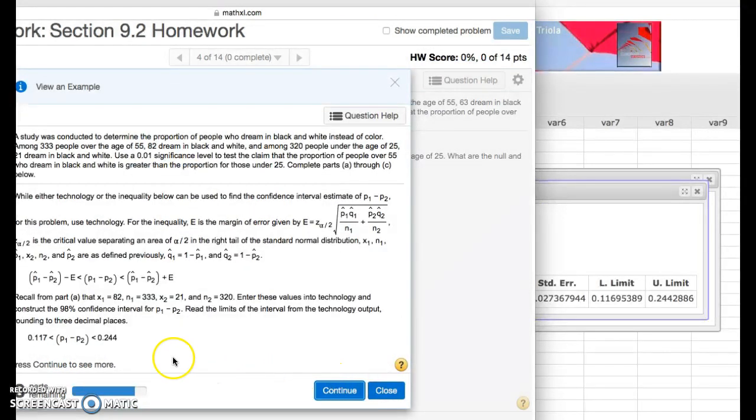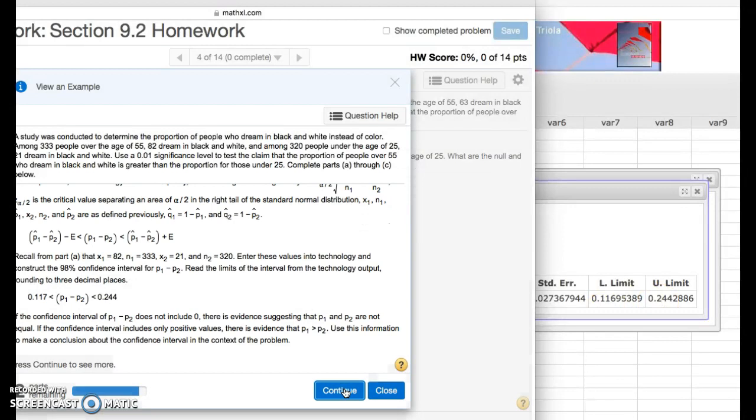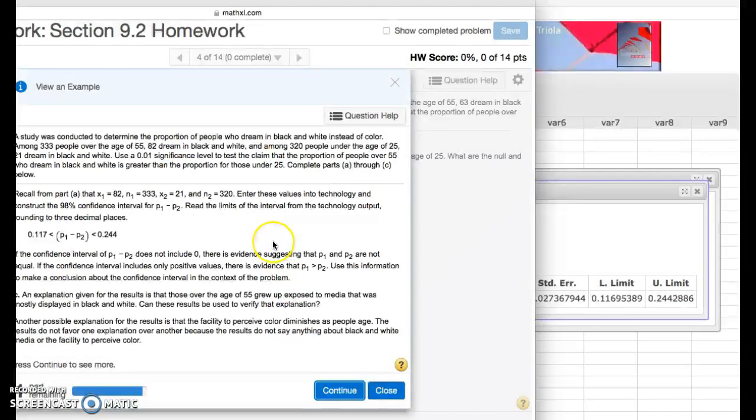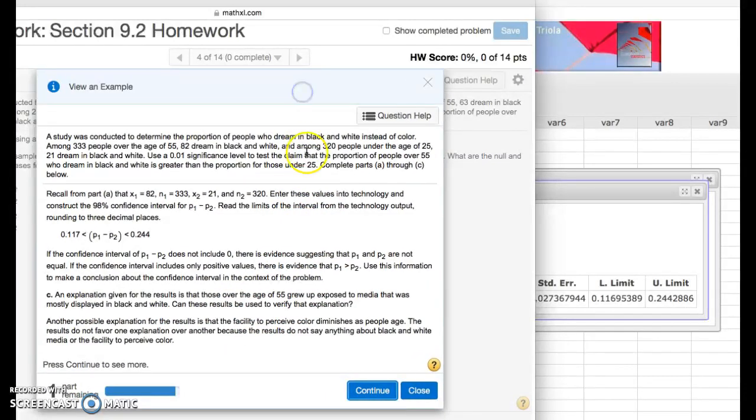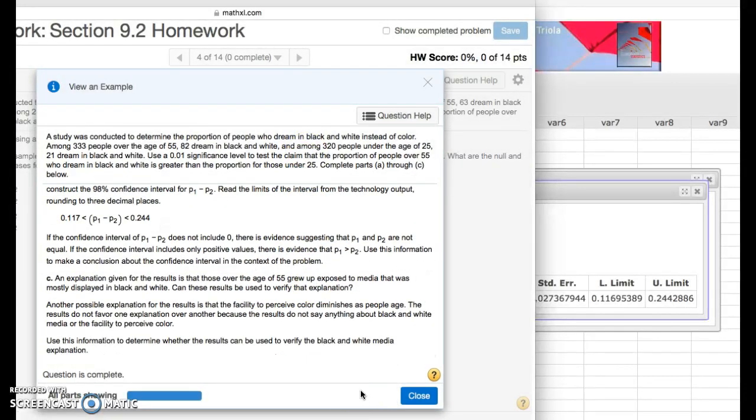All that was done by hand, but here we can see that the confidence interval is 0.117, rounded, less than the difference, up to 0.244, rounded to 3 places. This continues on. Since it doesn't include 0, it suggests that these are not equal. And here are some possible reasons that that would be true. So the question is done.